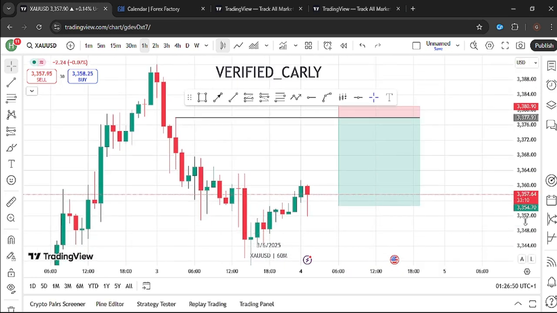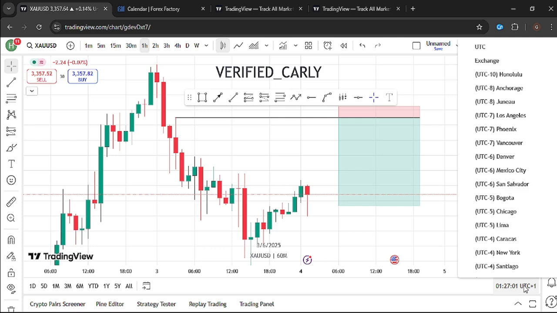So that's it for price. Below it is what we call time zone. Time zone is very important, okay? It is used to tell the specific time that price makes some certain move. And as a trader, you need to understand time zone.